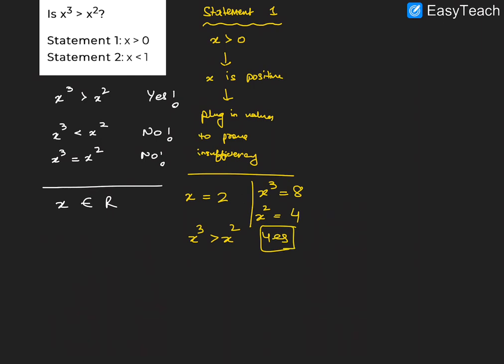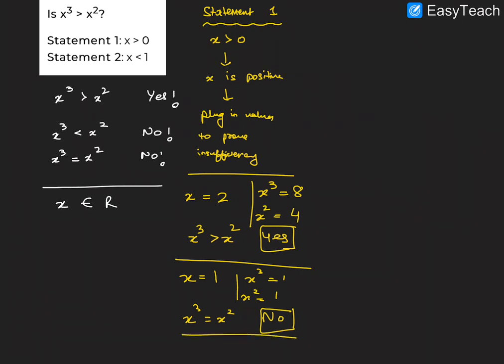Now I don't want to commit the mistake of just taking one value, so I'm going to take another value. Let's take 1. Here I'm having x cube is 1 and x square as 1. It cannot even be equal, because my inequality straight up says greater than. So x cube is equal to x square, so a no. I can take one more value to just understand.